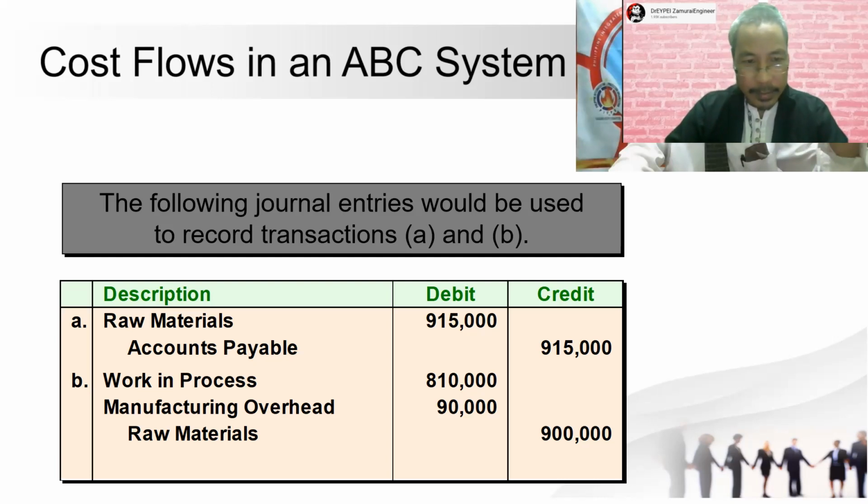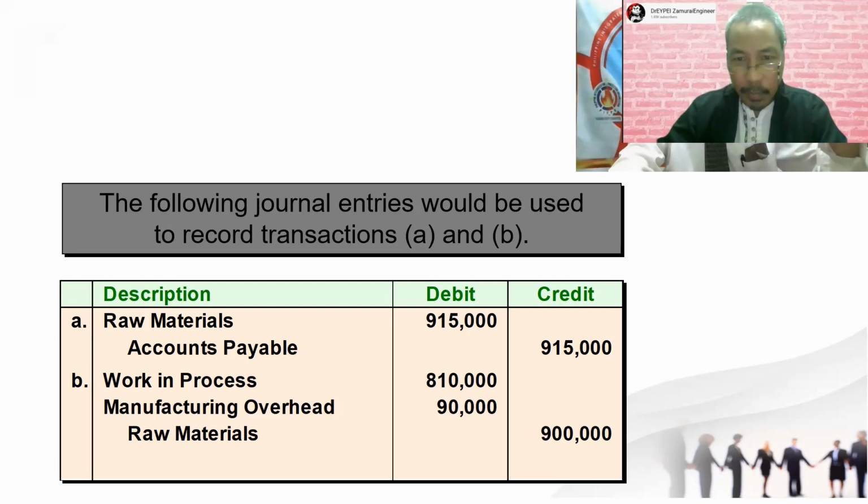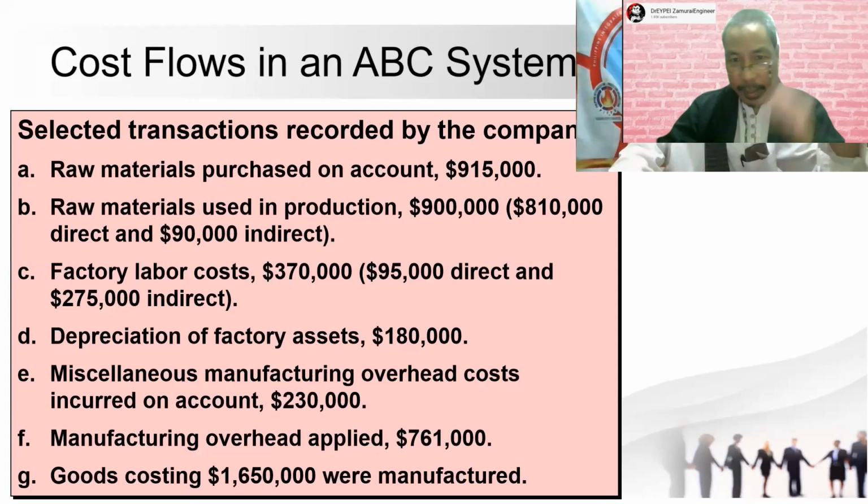And manufacturing overhead, 90,000. Therefore, the raw materials being used here in letter B is 900,000. So that is transactions A and B. You can look back at A and B.